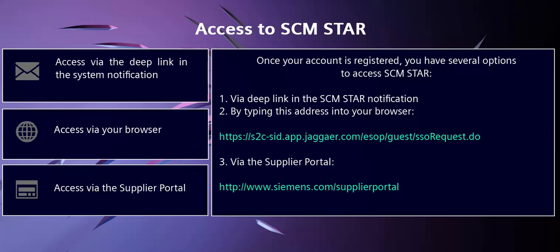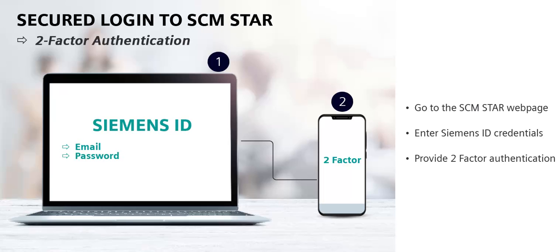When your account is registered, you have several options to access SCM STAR. You can access the system via the deep links in the email notifications. Additionally, you can access SCM STAR via the browser or via the supplier portal. The login process is the same for all options. You first have to go to the SCM STAR webpage, where you have to provide your Siemens ID credentials and 2-factor authentication. Afterwards, you will be forwarded to the SCM STAR portal.